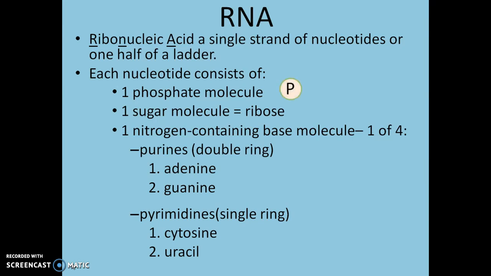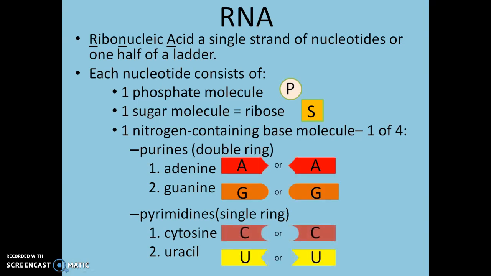So we still have that circle with a P for a phosphate, the square with an S for a sugar, and you still have your same shapes for bases, but you'll see here at the bottom we have a U in our shape now instead of a T. So everything is still paired correctly. G will still go with C, but now A will fit into U.